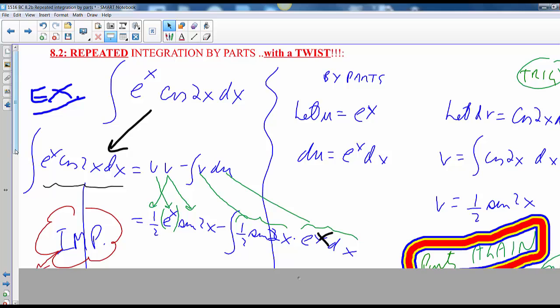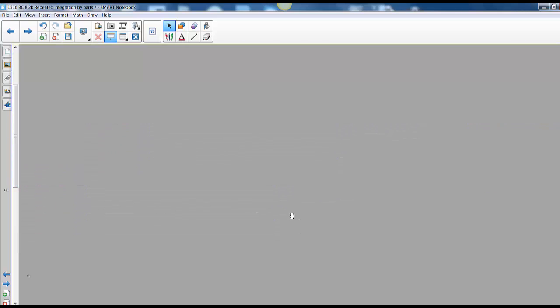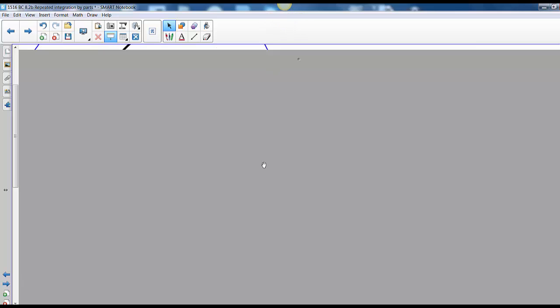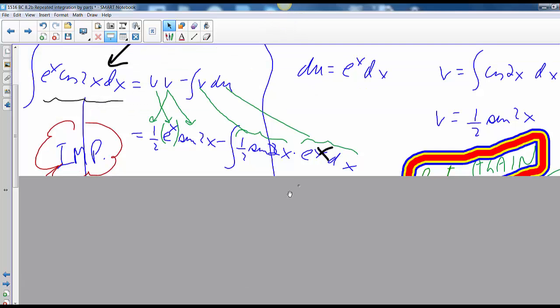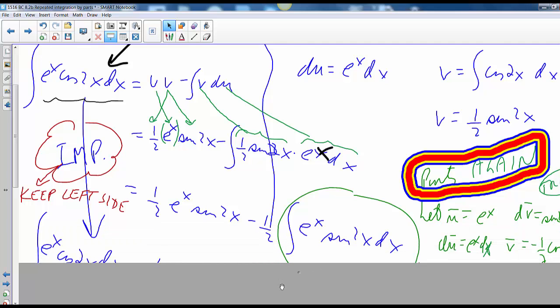So what happens is, you'll notice, if I pull out the 1/2, I now have the integral of e to the x sine 2x. Now notice how similar that is to what we started with, which is e to the x cosine 2x. So that's also going to have to be done by parts.